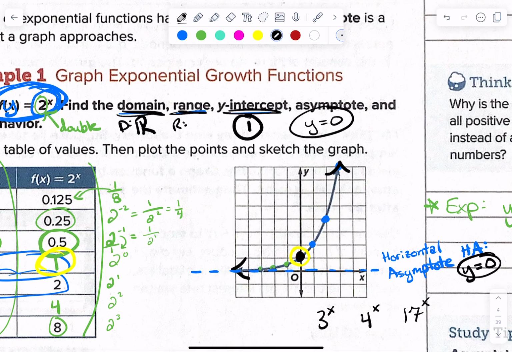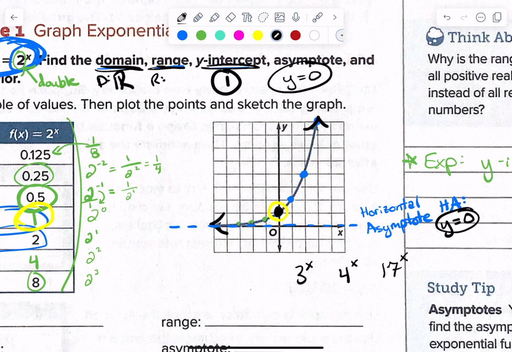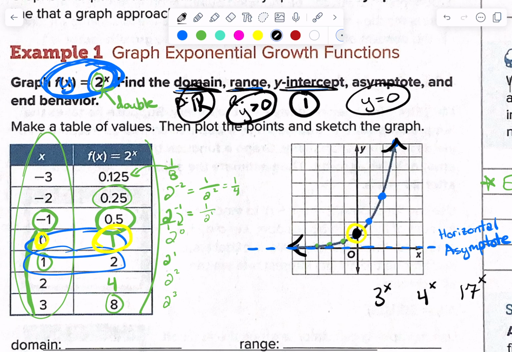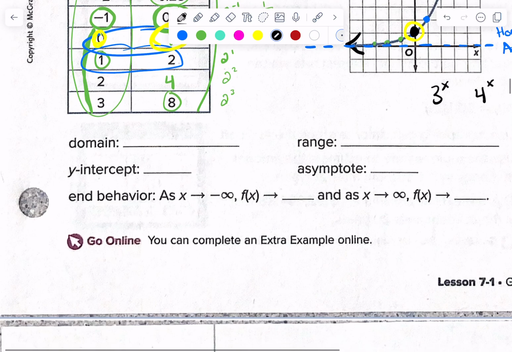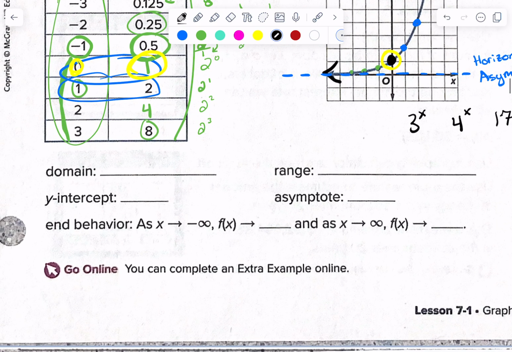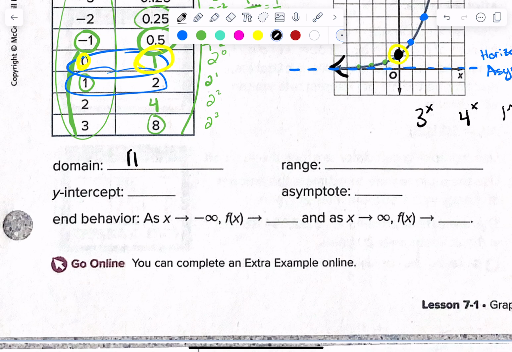Now, that can help us figure out the range. Range is up and down. He won't go down forever, but he will go up forever. So y's are greater than. Will he touch 0? No, so just greater than 0 for your range. We've got domain, range, y-intercept, and the end behavior. Oh, gosh, I should have put it down here. That's what I was just saying. Domain is all reals. Range, y is greater than 0. Asymptote, y equals 0.